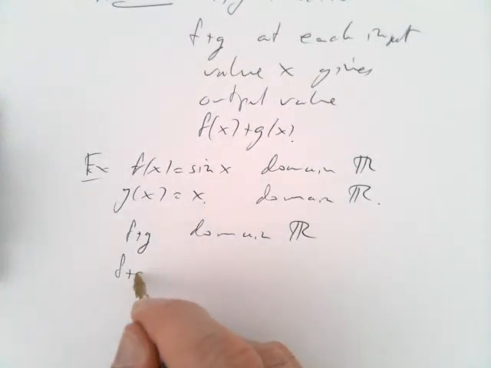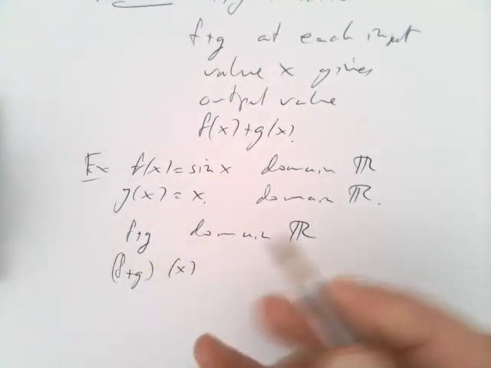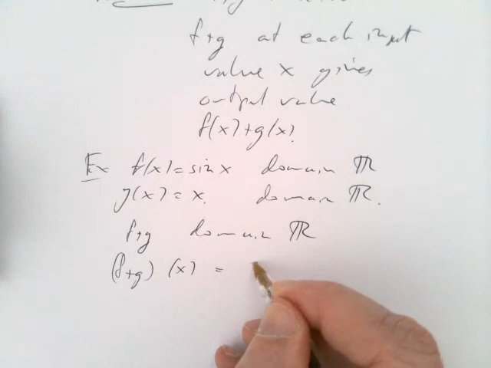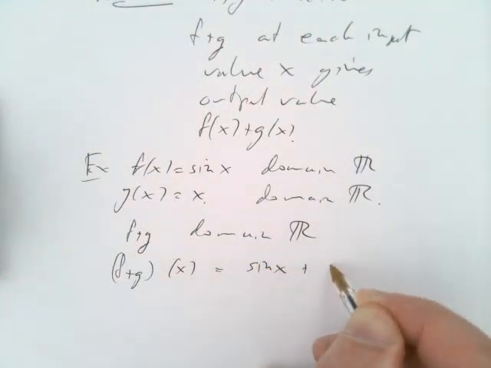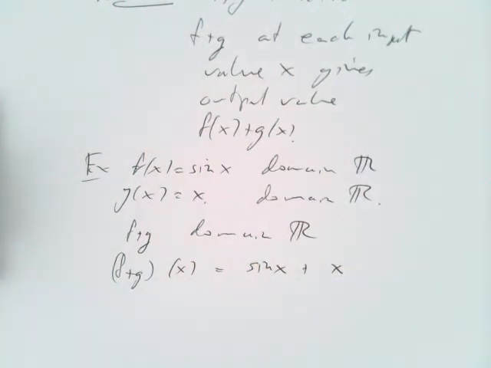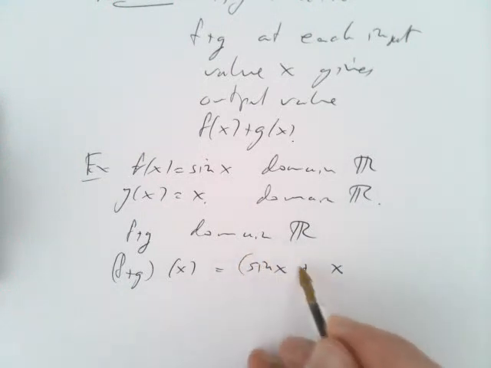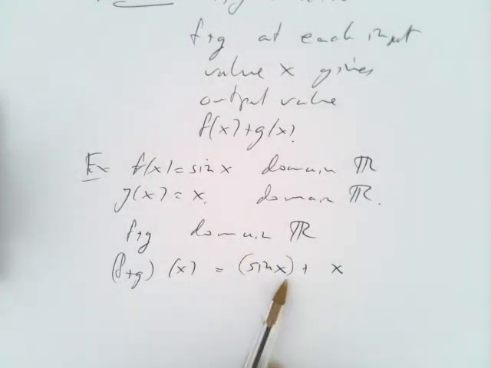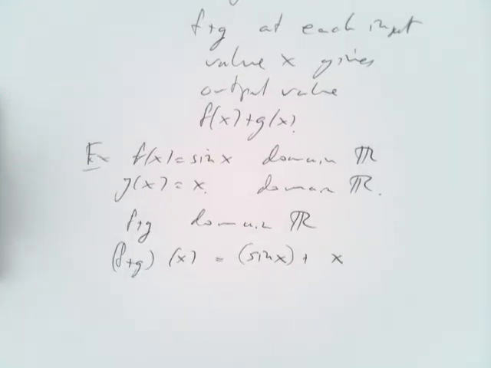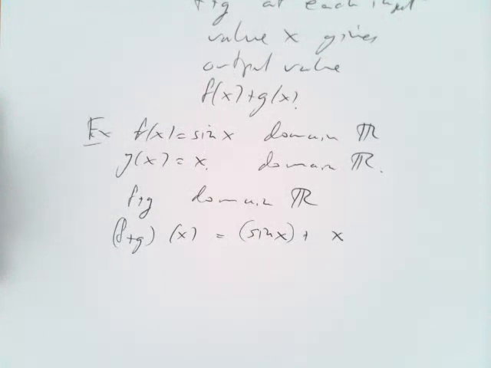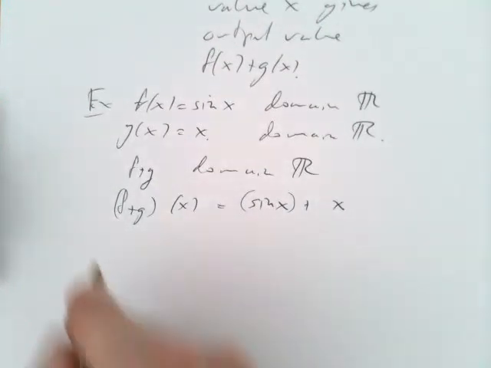And so we can calculate what it is. What is f plus g? It's the function that at each point x gives us f of x plus g of x, which is sine x plus x. If we wanted to be very careful, we could put in parentheses just to make sure that we know that the plus sign is outside of the sine function. So we want to think about what happens if we do an example where the domains don't quite fit together.